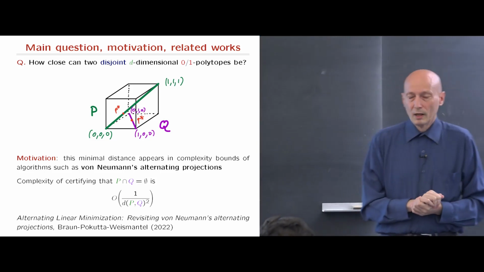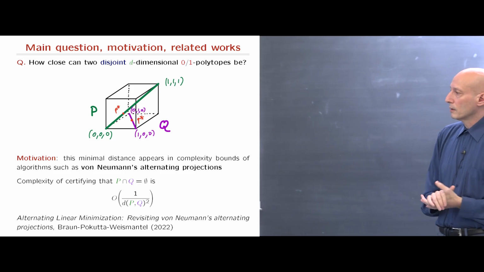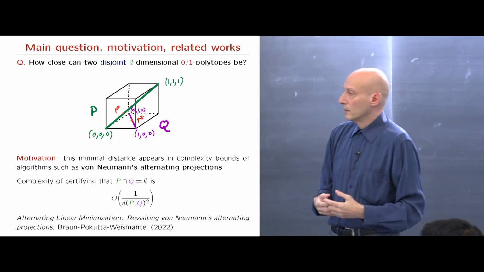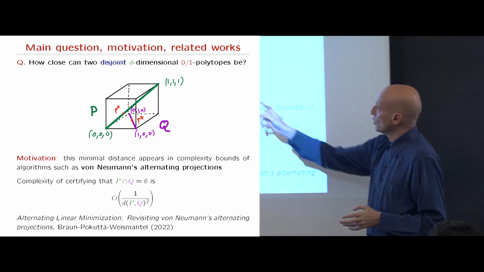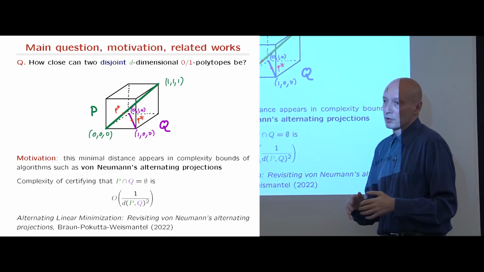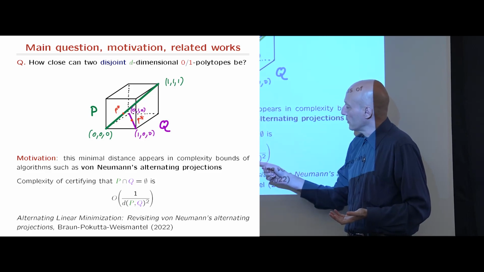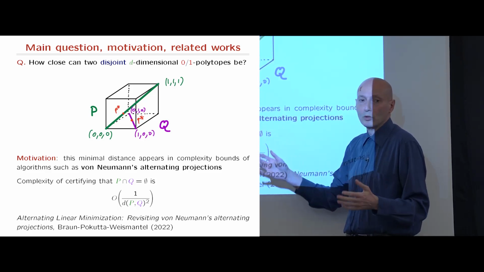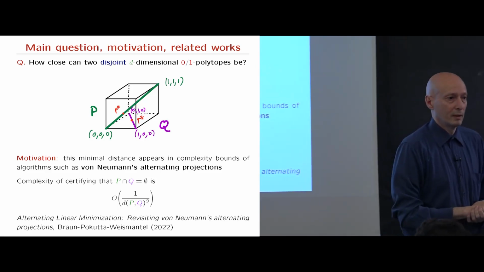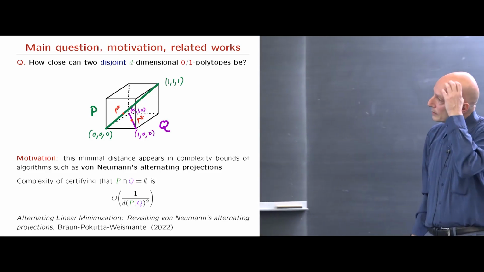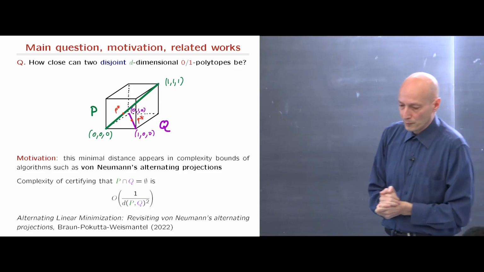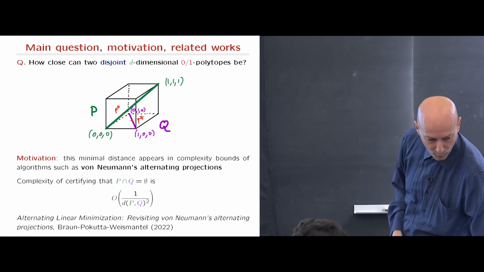So that's why they were wondering how small it could be. Since we choose to have only 0,1 polytopes, the only parameter is the dimension d, so the minimum depends only on d. Is it something like 1 over d squared, 1 over d cubed, 1 over d whatever? How small can the distance be? That's what I want to address.